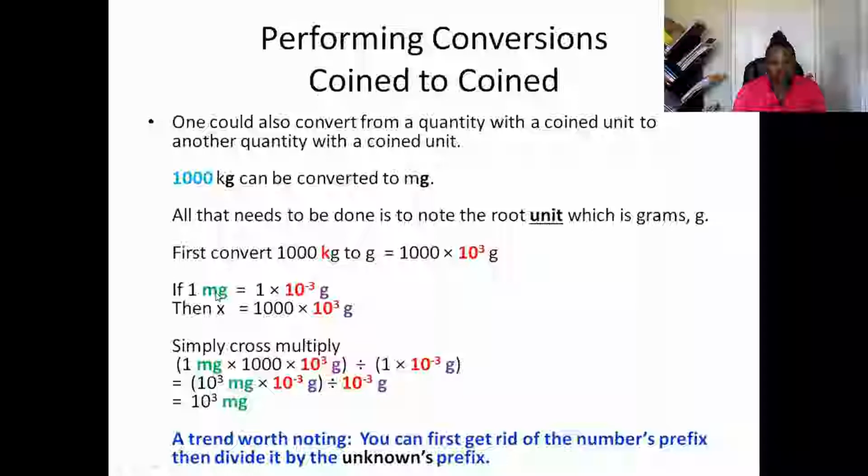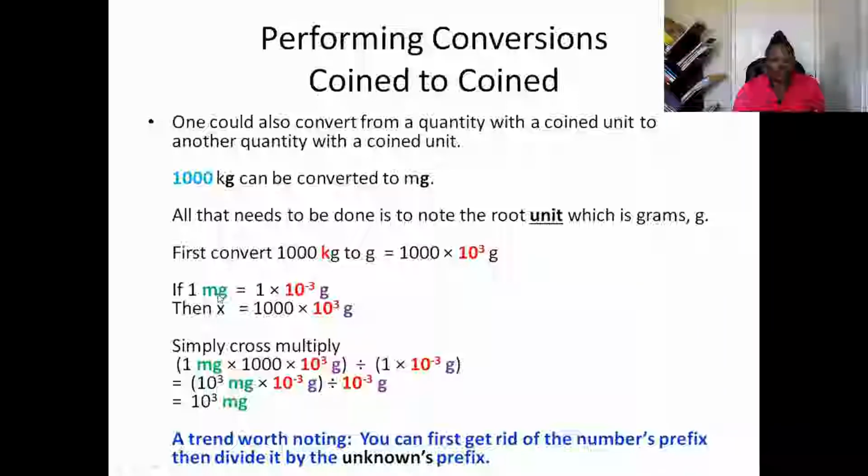So a milligram is equal to 10 to the negative 3, and to get rid of the milli, all you do again is multiply. This is simply going from coined to uncoined. You would have learned that a while ago. And once you get rid of the prefix, you will be left with the root, which is G, grams. And then from there you could basically compare the two.